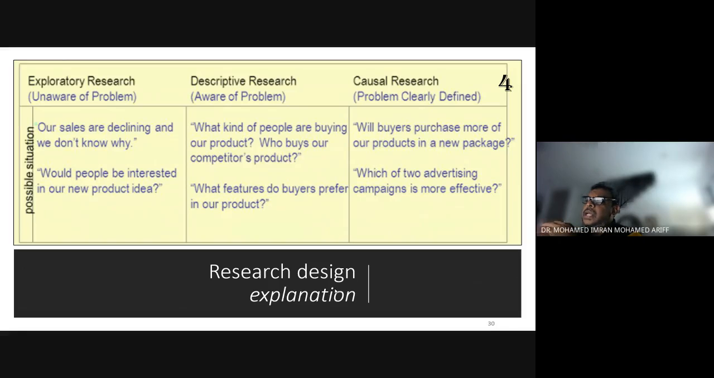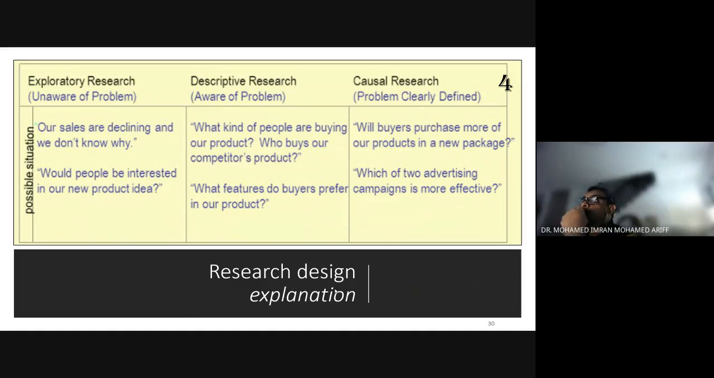Descriptive. What kind of people are buying our product? Who buys our product? Our competitors' product. You are aware of the problem, but you want to find answers of this. What kind of people? Sebab you want to improve your product. Product is there. Now you want to improve this. So you want to find out who is buying, what is our competitor doing as well. Okay. What features do buyers prefer in our product? What sandwiches do orang prefer?